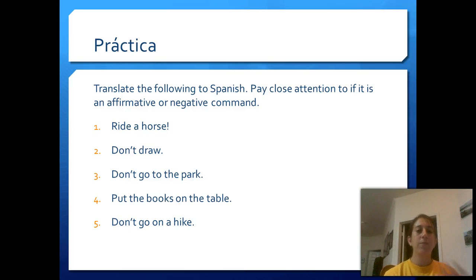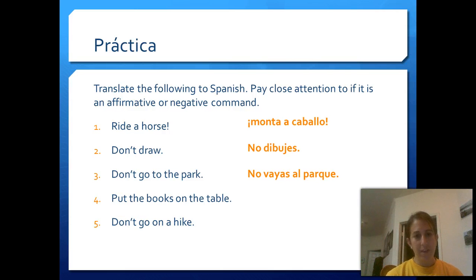So pay attention if it's affirmative command or negative command. Hit pause, get some practice, and then we'll check your answers here in just a second. All right, ride a horse. Monta a caballo. Don't draw, negative command, so we're going to have that opposite ending. No dibujes. Don't go to the park. What's our verb to go? Ir. Okay, so it's going to be one of those irregulars. No vayas al parque.